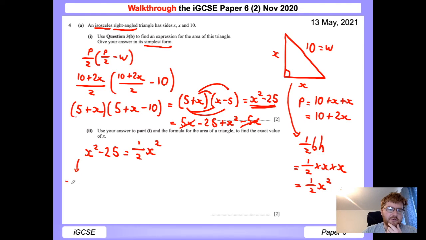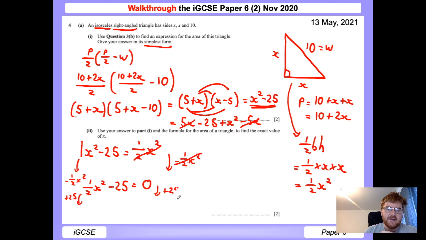So the way I'm going to do this is minus a half x squared from both sides. Try to get all the x's on their own. So 1x squared minus a half x squared is a half x squared. 25 stays the same. And these two things cancel. This is the whole idea. This gives us 0. Then I'm going to add 25 on both sides. Again, I want to get x on its own. So this cancels here. We get a half x squared is equal to 25.